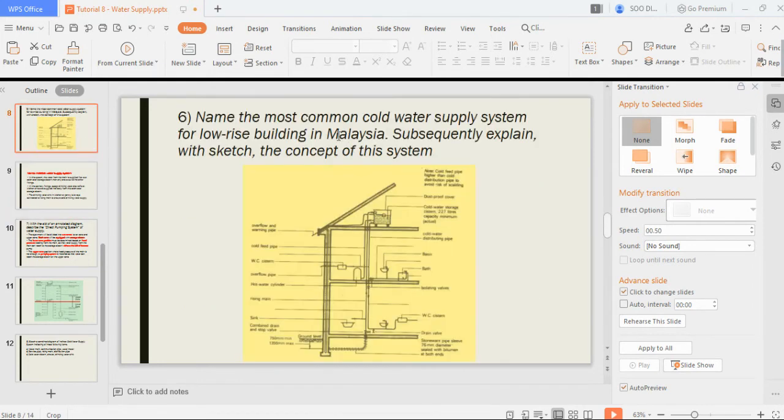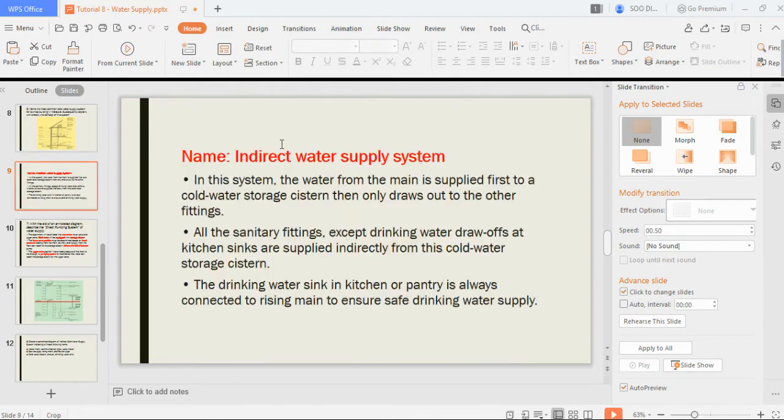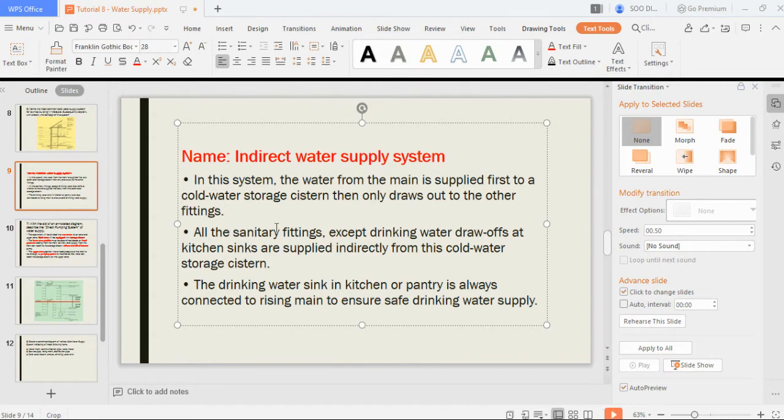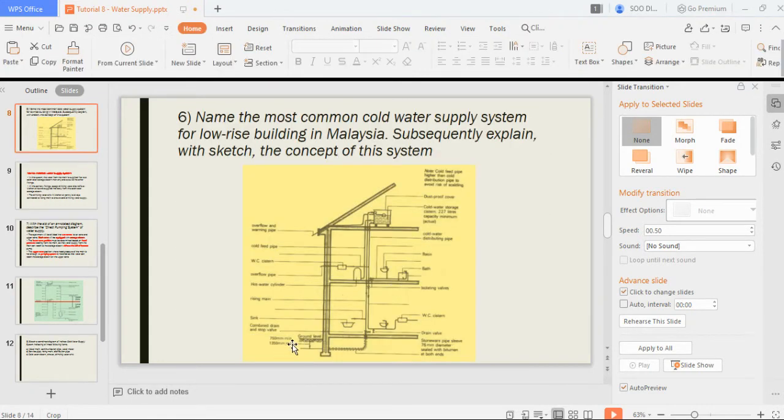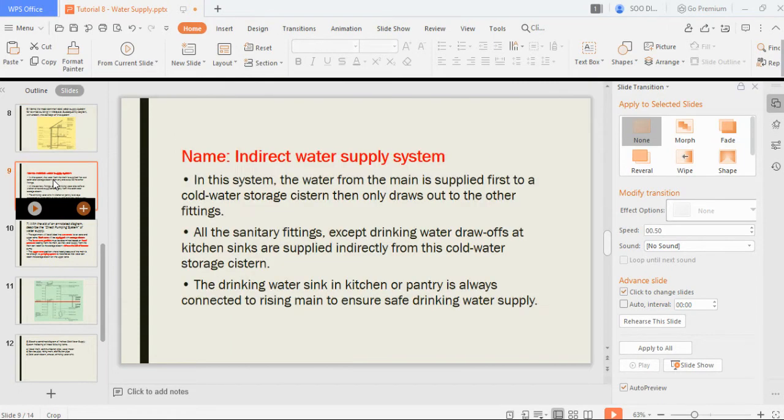Okay, so why is this indirect water supply system the most common usage? It is because by having the water being supplied to the cold water storage, if the main supply provided by JKR or Syabas were to fail, then we will actually still be having water in our house. So this is actually one of the main reasons why most of the houses in Malaysia are using indirect water supply instead of direct water supply.